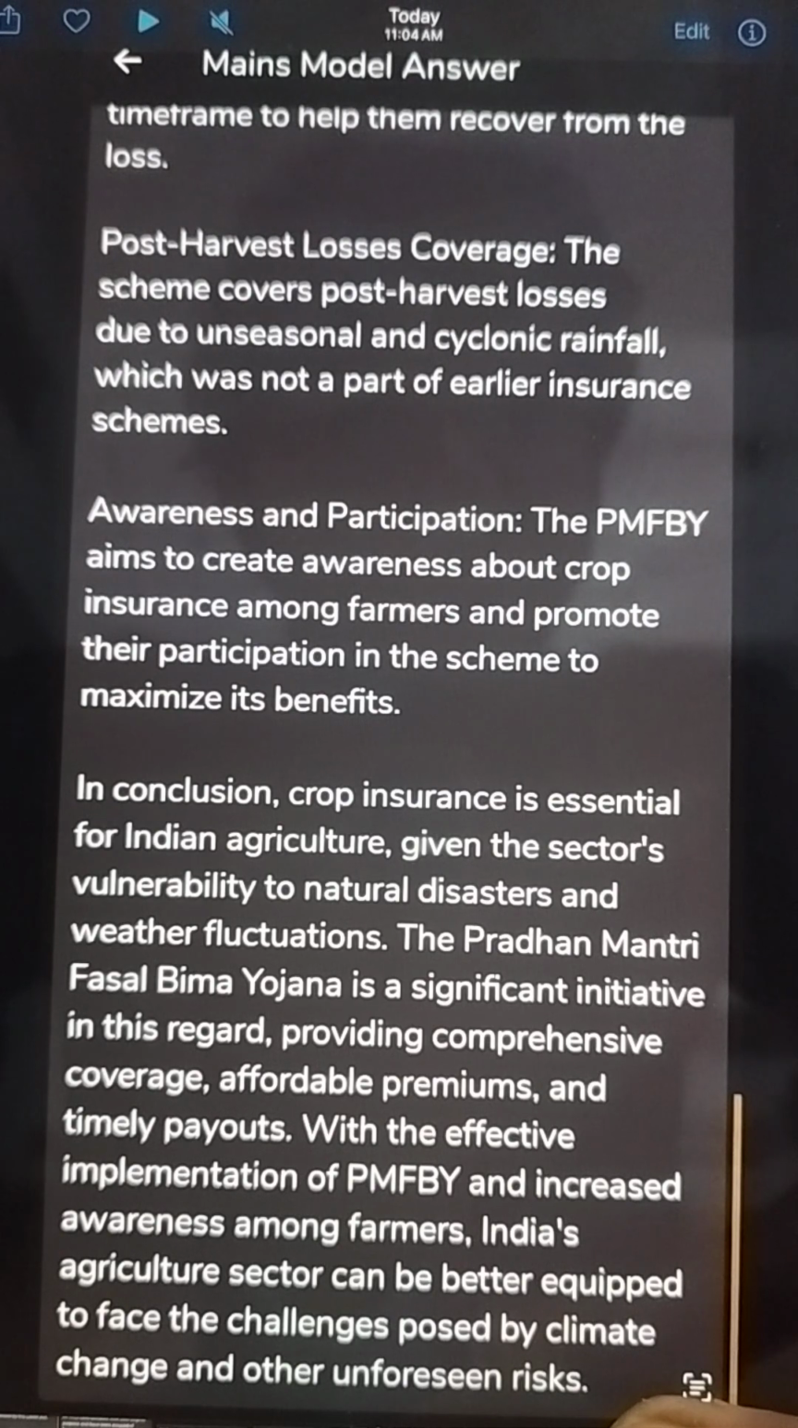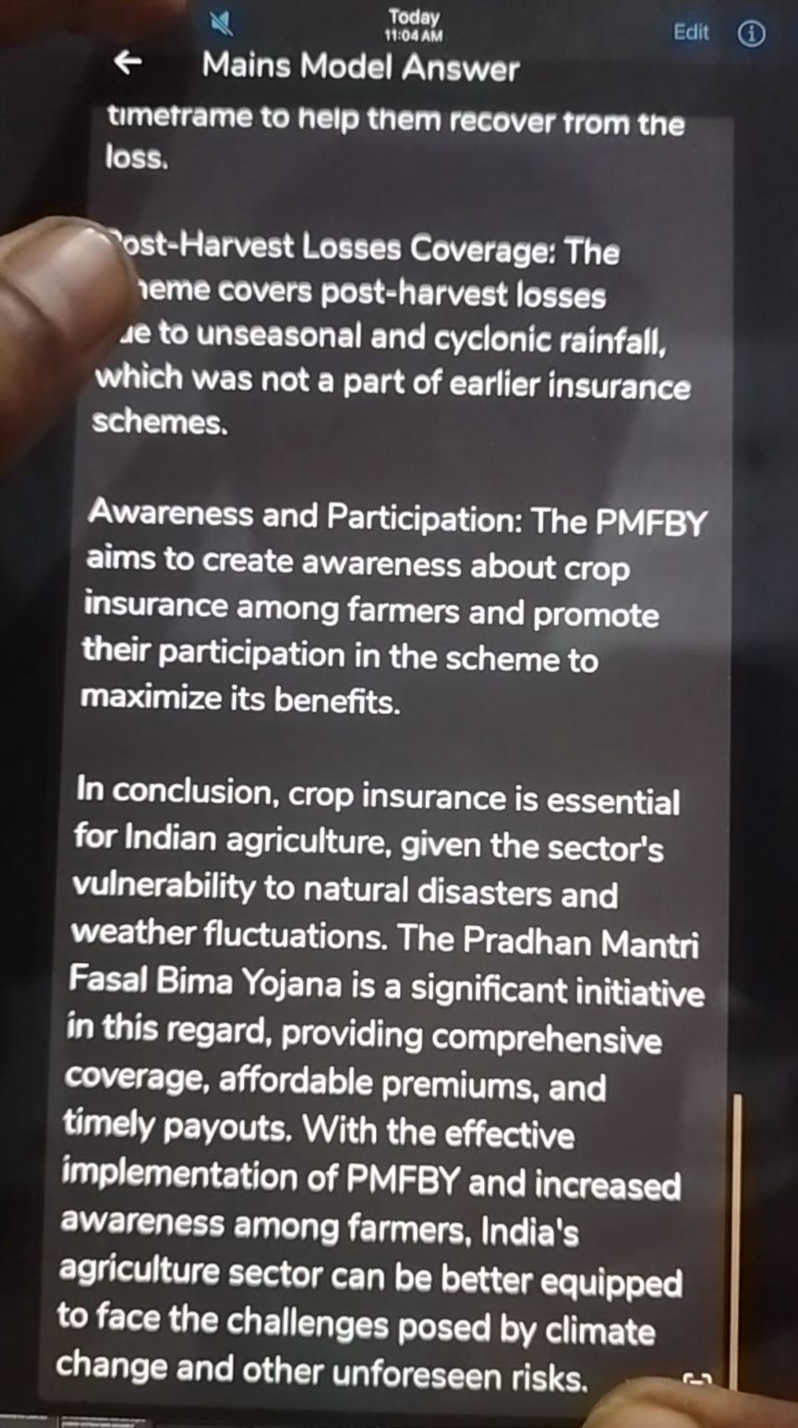Then comes awareness and participation. Pradhan Mantri Fasal Bima Yojana aims to create awareness about crop insurance among farmers and promote their participation in the scheme to maximize its benefits.